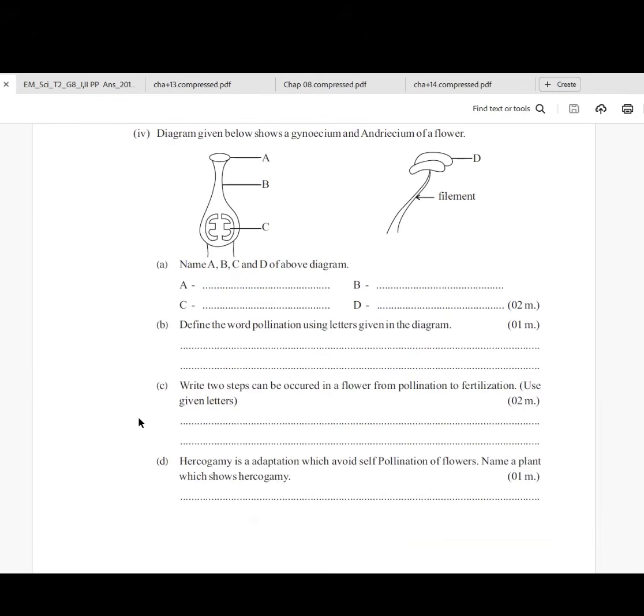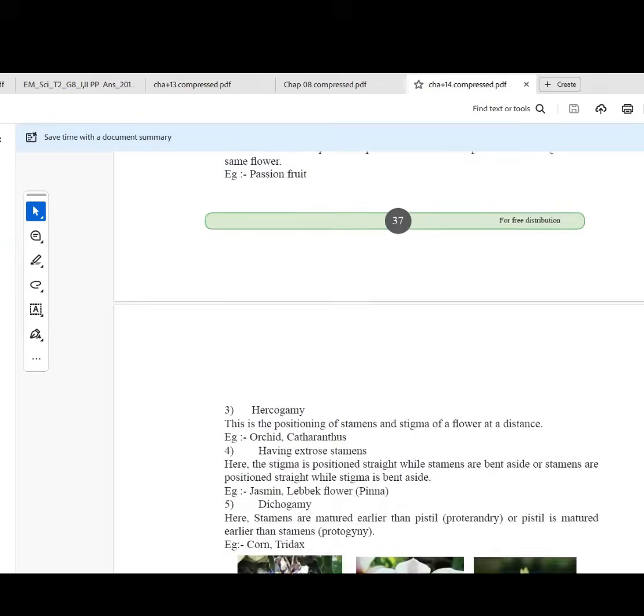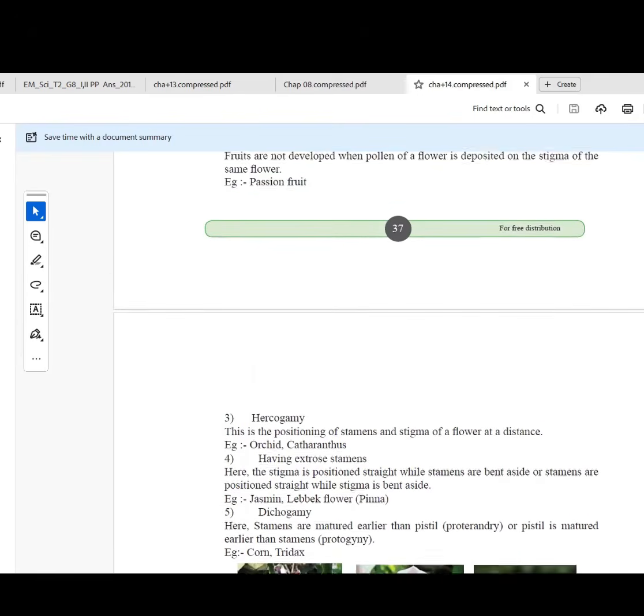B part. Hercogamy is an adaptation which avoids self-pollination in flowers. Name a plant which shows hercogamy. You can take the answer orchid as given in the note. Hercogamy means the positioning of stamens and stigma of a flower at a distance. Having unisexual flowers, self-sterility, hercogamy, having extrose stamens, and dichogamy are the other adaptations of plants to avoid self-pollination. You should know them with their examples.